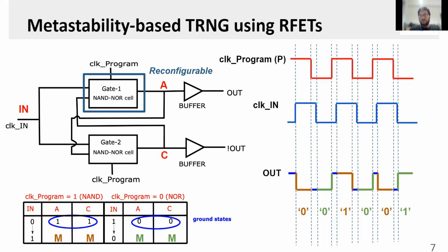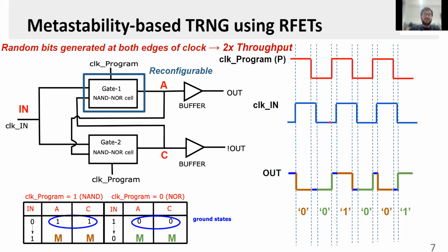And these two outputs are a result of the metastability which has been observed in this RFET-based SR latch. It is to be noted that there has to be a bit of skew between the clock program and clock input, and in our experiment we have taken it as 3 nanoseconds. Moving ahead, ultimately we can see that the random bits generated at both edges of the clock lead to twice the throughput, and this is the most important claim of our work.